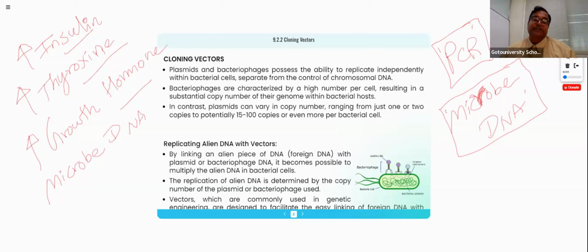Why? Because while doing the experiment, we'll make mistakes, so the gene will go for breakage. So this is the way you need to remember. And now, calmly, listen to me. In the microbial DNA, this insulin gene or thyroxine gene or growth hormone gene, we are multiplying. In the PCR technique also, we can duplicate the given gene into multiple copies.